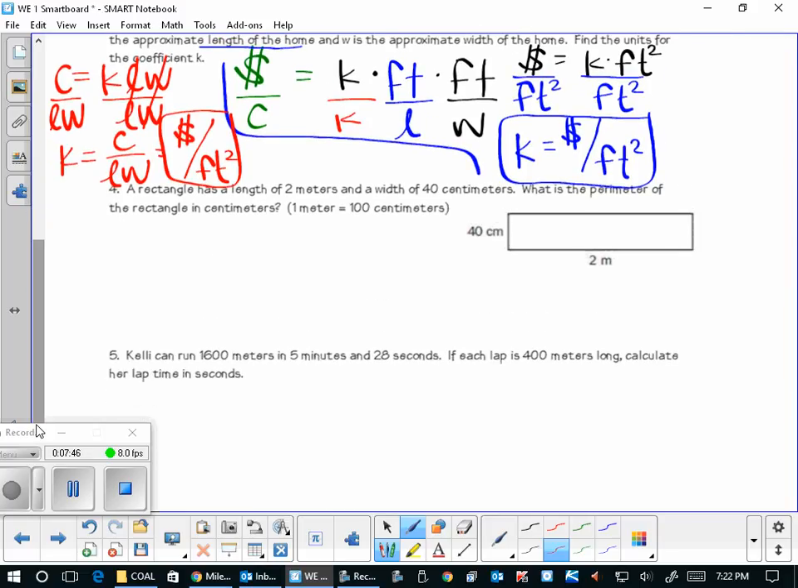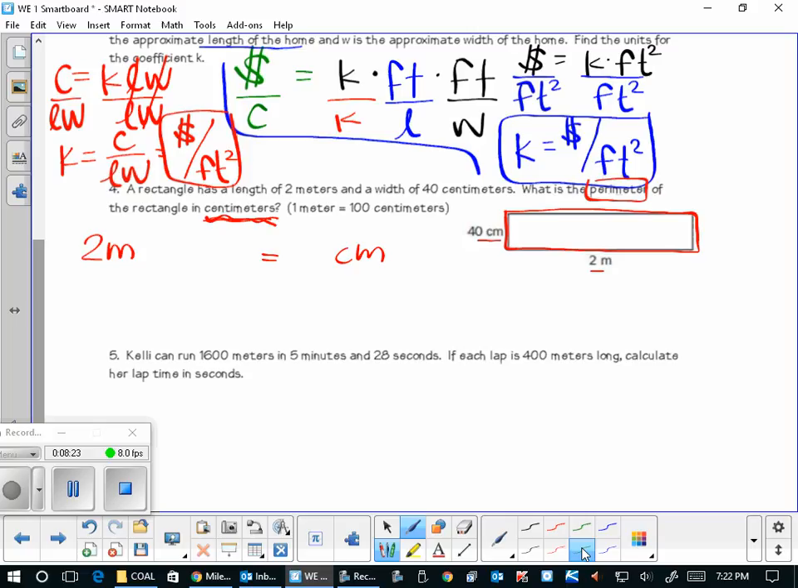Now, number 4, a rectangle has a length of 2 meters and a width of 40 centimeters. What is the perimeter of the rectangle in centimeters? Okay, we also need to know what the word perimeter means. That is the distance around something, okay? So we want the total length of all these sides, but I need it in centimeters. Currently, we have something in centimeters and something in meters. We can't add those together right now. They're not common units. So it wants the whole thing in centimeters, so I need to change 2 meters to centimeters. Okay, so that's my goal right now.